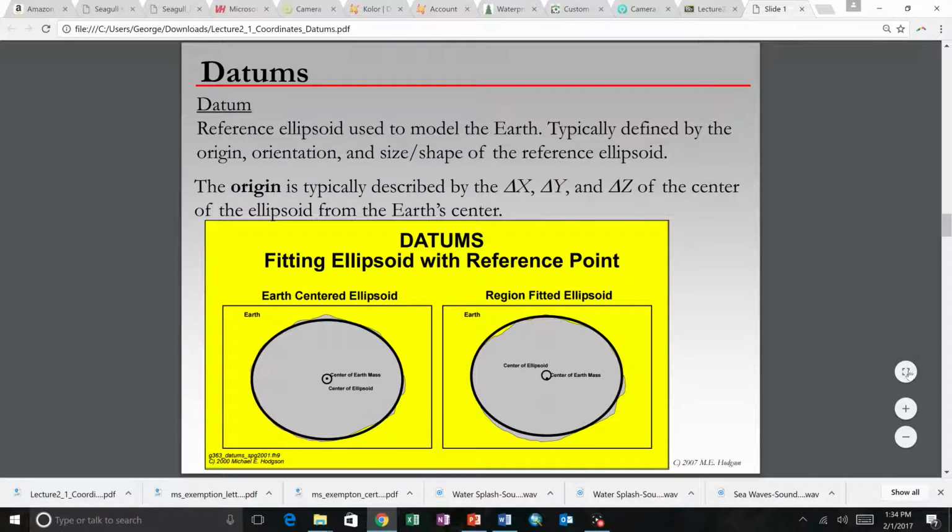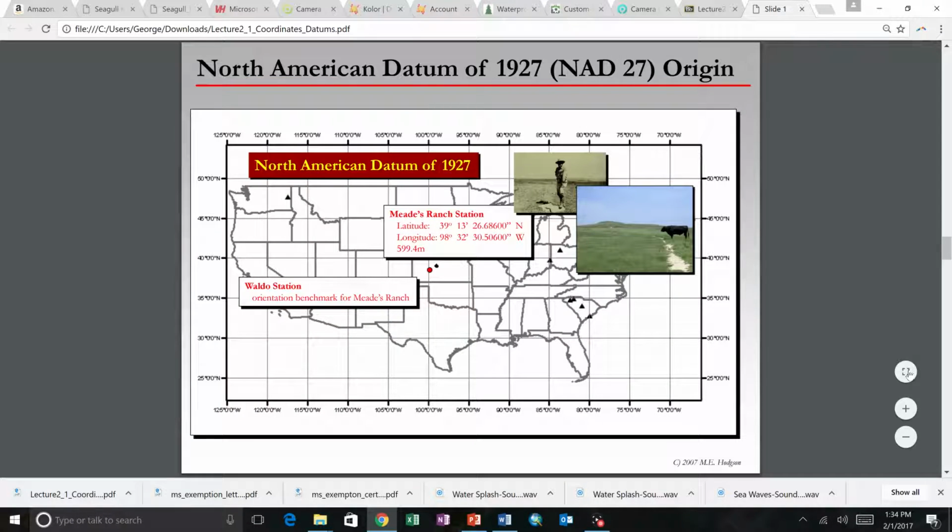So datums and ellipsoids are both requirements for building a map projection, which we're building up towards. Here's the North American Datum of 1927, NAD 27. That's a very common datum for North America, so a lot of older data will be in this datum using that ellipsoid.